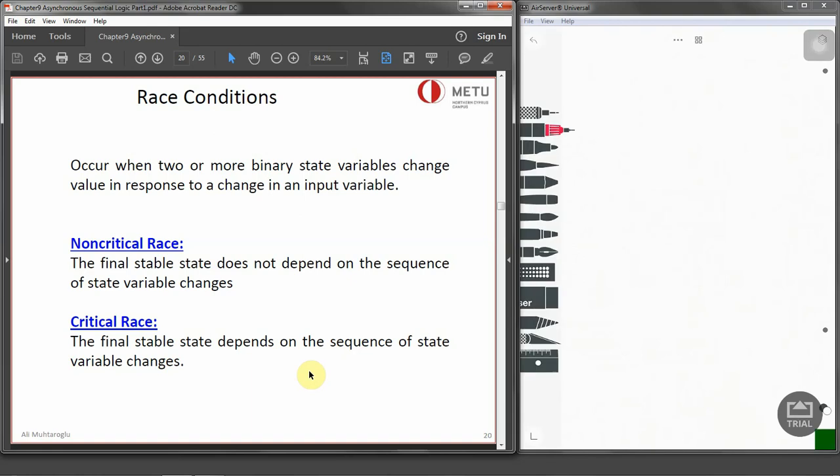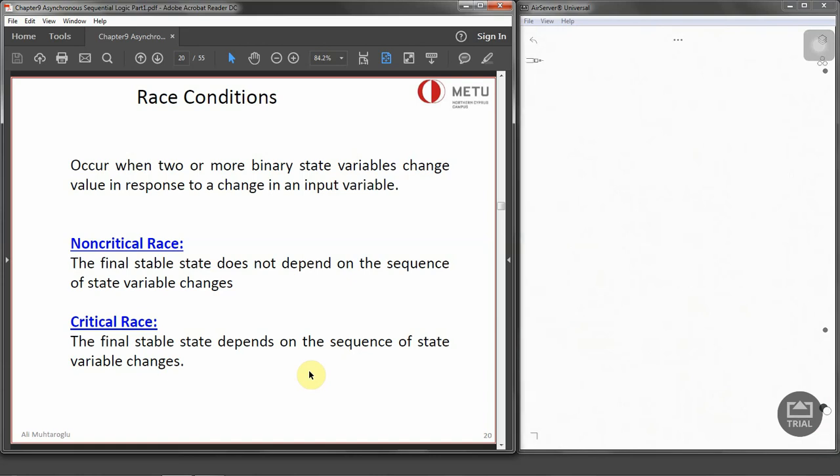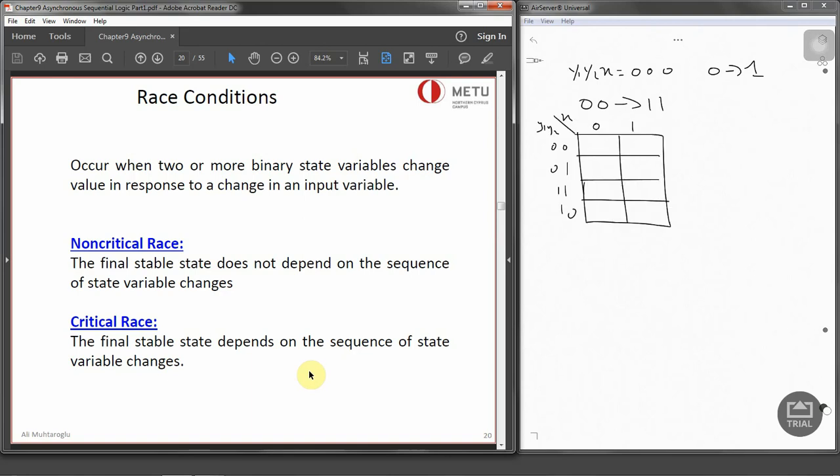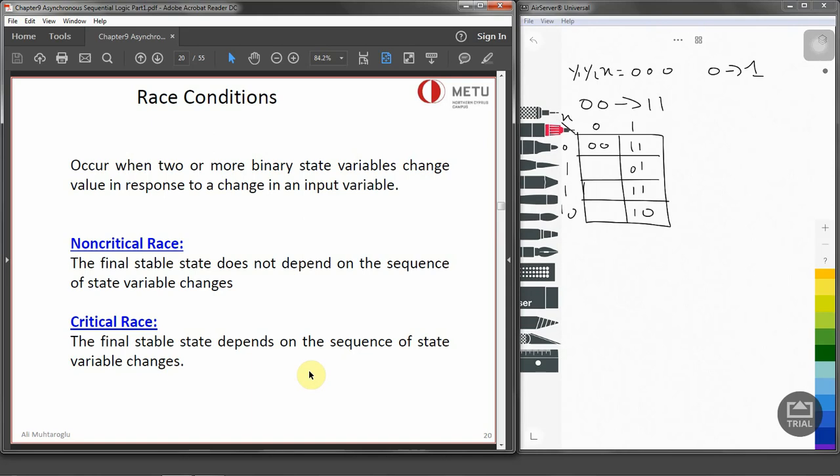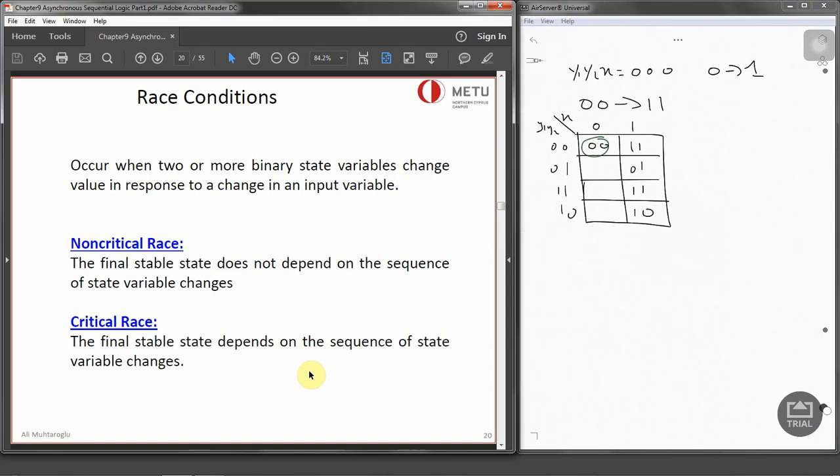Now, if we consider the critical race conditions, as we already said, it is possible to end up in two or more different stable states depending on the order in which the state variables change. So we start again with total stable state y1, y2 and x equal to 0, 0, 0, and change the input from 0 to 1. So the state variables must then change from 0, 0 to 1, 1. Now, if we consider the transitions, let's say 0, 0, 1, 1, 0, 1, 1, 1, 1, 0, and we have stable states 0, 0, 0, 1, 1, 1, and 1, 0.